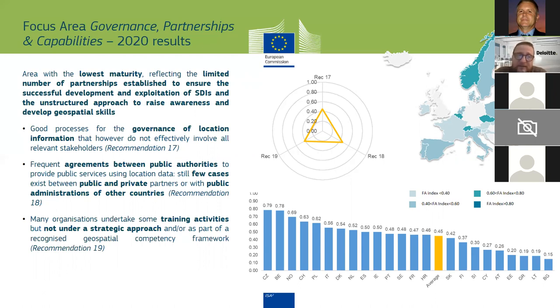Looking more in detail at the results under the various recommendations, good processes have been reported to establish and reinforce the governance of location information in the context of digital governance. However, such governance in general does not effectively involve all relevant stakeholders at all levels of government. Cross-government agreements between public authorities within each country for financing, building and operating location data services or digital public services using location data are quite frequent. Such agreements, on the contrary, are much less frequent in cross-border contexts, and public-private partnerships are also scarce.